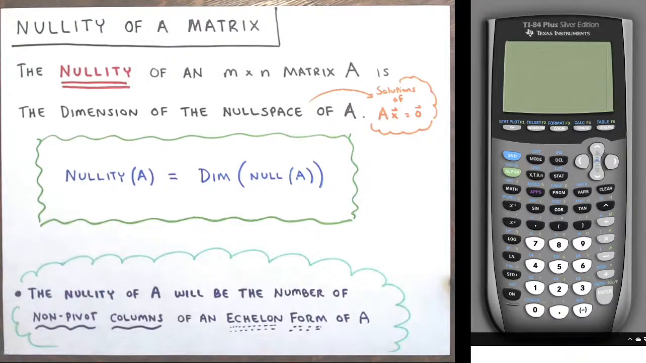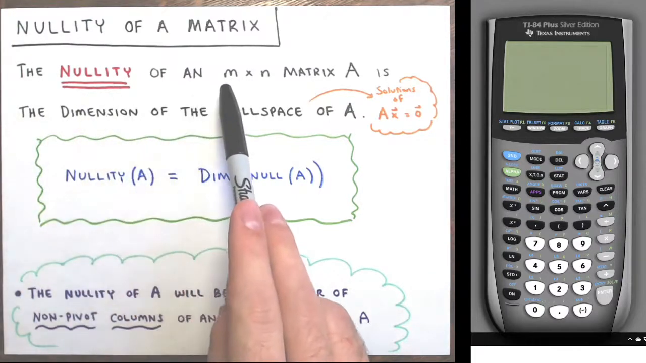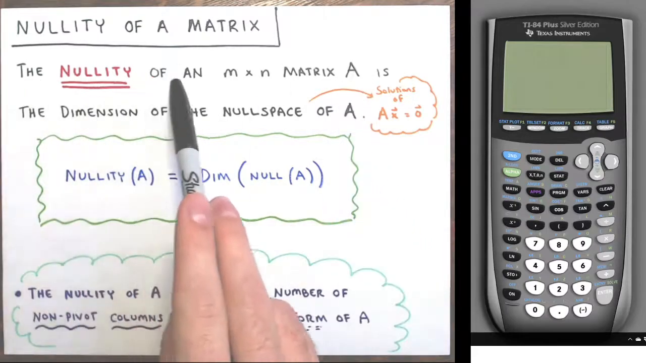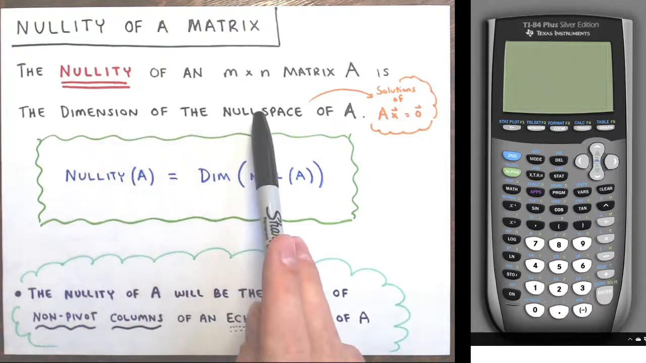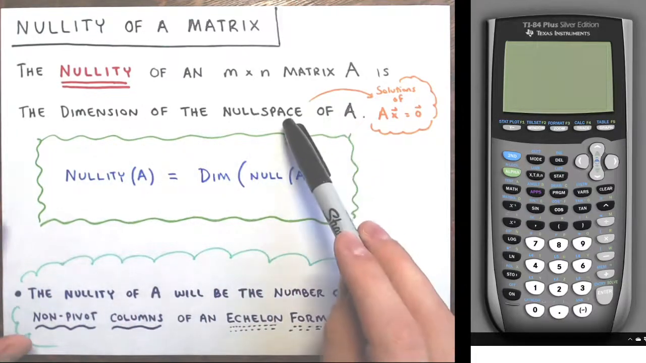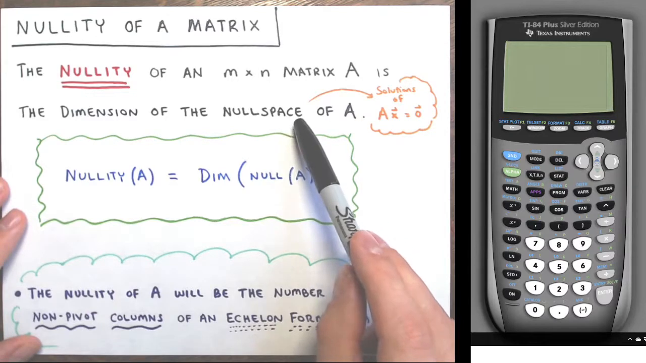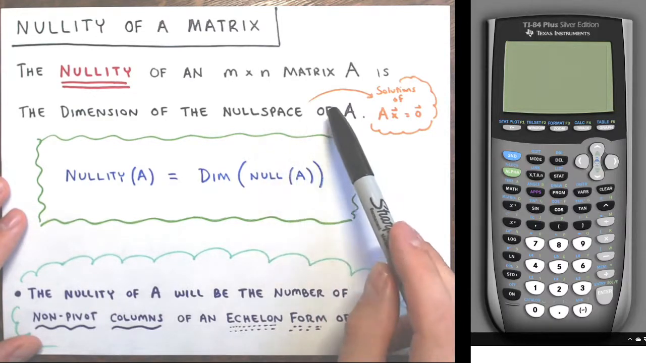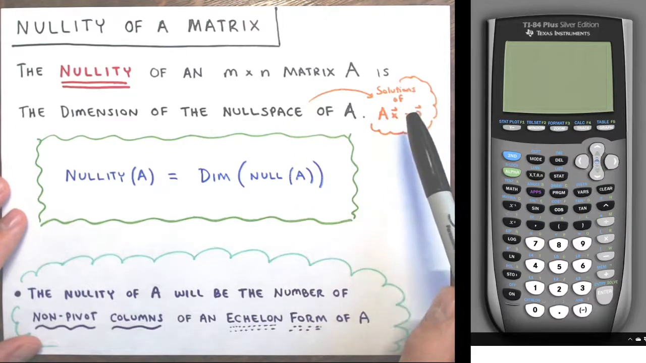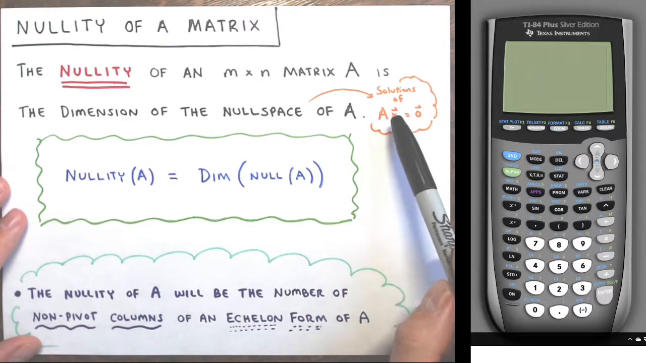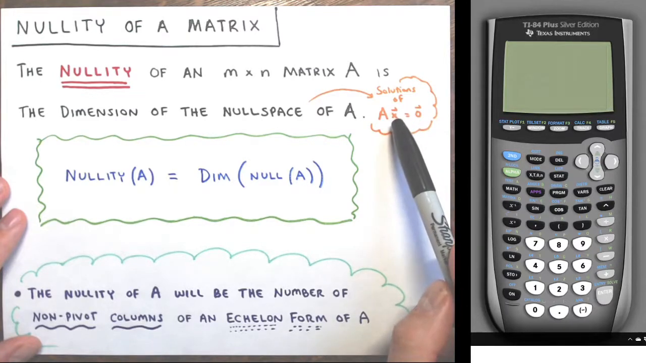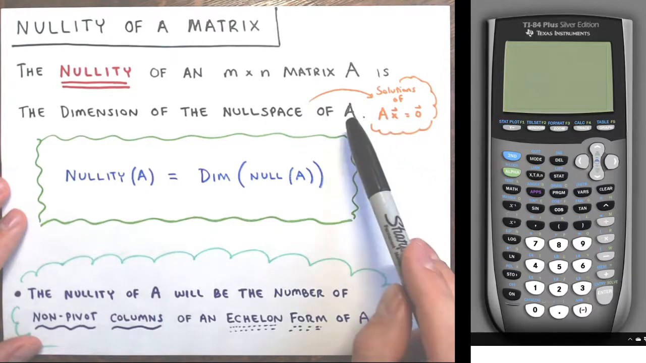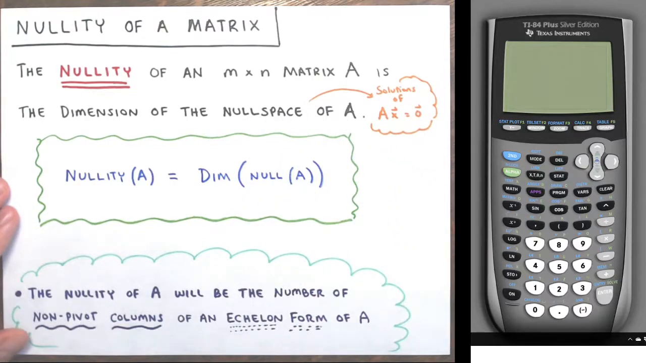So the nullity of an m by n matrix A, the nullity of any matrix A, is the dimension of the null space of A. To recap and refresh your memory, I'm assuming you've seen this: the null space of A is the set of all the solutions of the equation A times some vector x equals the 0 vector. So we're looking for all these vectors x that make this true, and all those vectors make up what's called the null space of A.